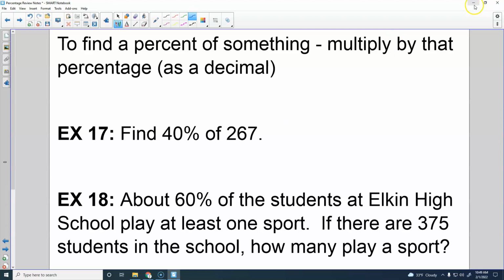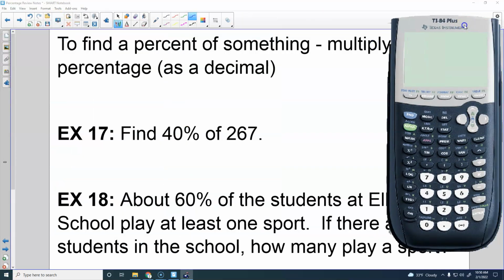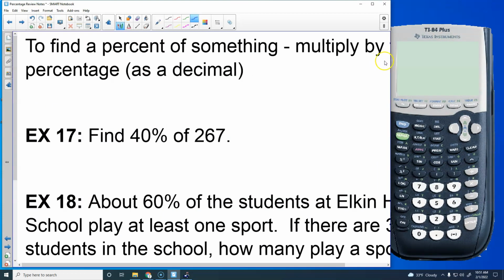So let's see. Oh, I forgot to make you guys get your calculators. Everybody go put your phones up and grab your calculators because we're going to need them enough that it's worth it to do it today. Sorry. Okay. All right.